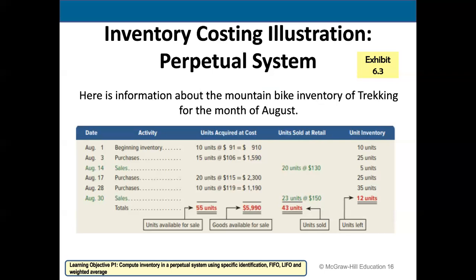So the question we would have here is, okay, at the end of the month, we want to calculate our cost of goods sold and the value of our remaining inventory. The question is, well, which units did we sell? Which 43 units? And which 12 units do we still have? Because the units didn't all cost the same. So that's why we need these inventory assumptions to estimate which units we sold and which units are still remaining.